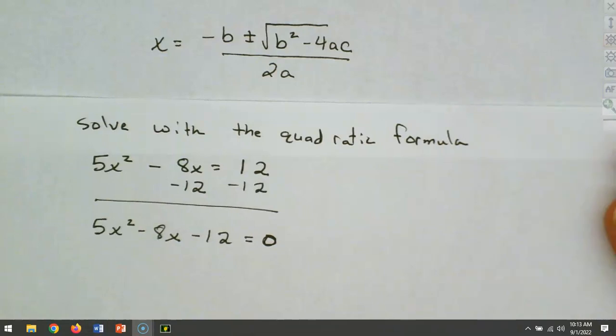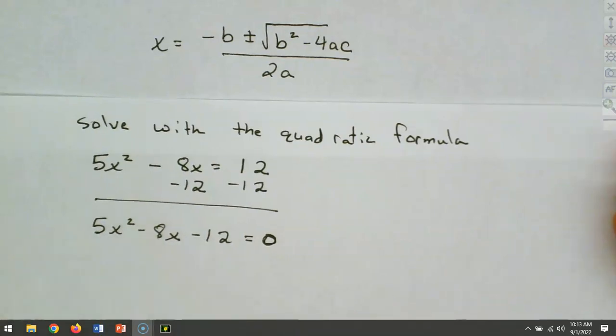Okay? If this would have been, let's say, a 5, a 10, and a 15, we could take a 5 out, right? But in this case, nothing's in common. And the next one I'll create, you'll have something in common, and you'll factor it out first. But 5, 8, and 12 have nothing in common.